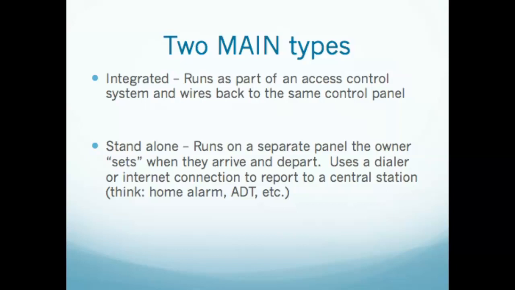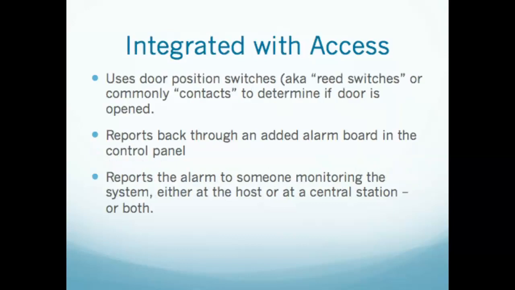And if you don't have an access control system, that's what you're going to use. So let's talk about the 2 different kinds. We'll start with the integrated, and then we'll work our way over to the standalone. So integrated, it's really pretty easy, actually. It uses a door position switch, also known as a reed switch, a balanced magnetic switch. I think that's what the textbook calls them. They've got a lot of titles, and there's a lot of different kinds you can use.